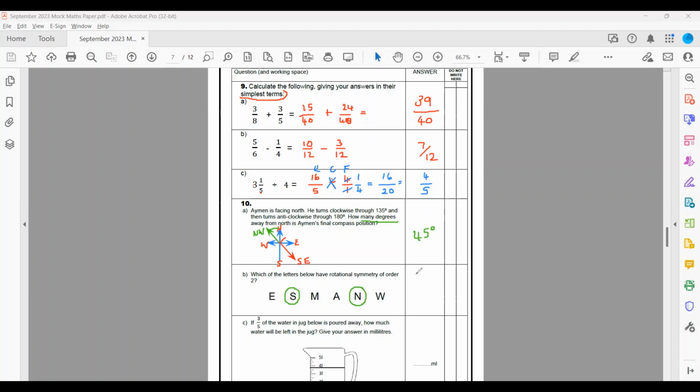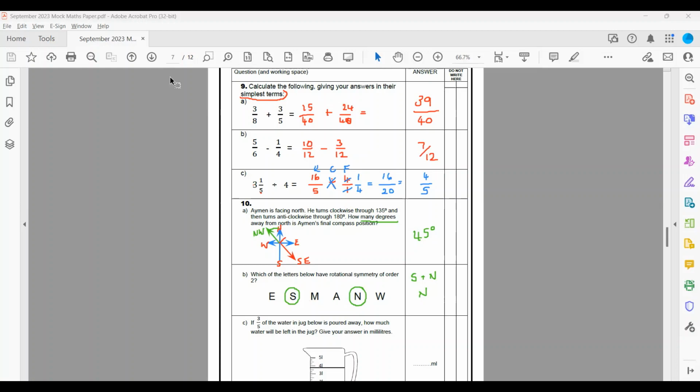So if you thought it was S and N, I would accept that. If you thought it was N on its own, I would accept that. If you thought it was S on its own, I would not accept that, because N clearly has rotational symmetry order 2 at 180 degrees, it would land on itself. S, depending on how you see it, I thought it did have rotational symmetry order 2. Another one of my markers disputed that, so that's why there is a dual option on that question on the answer sheet.